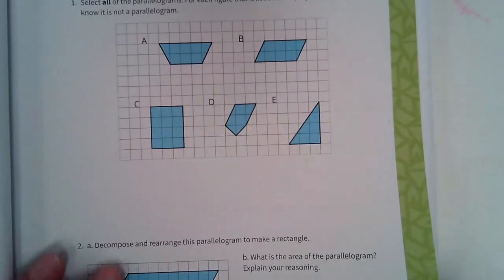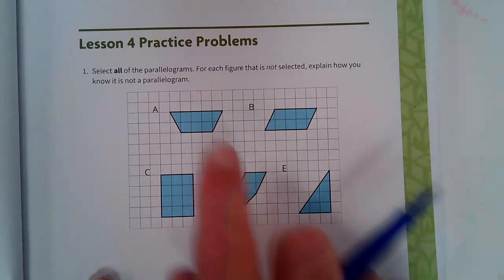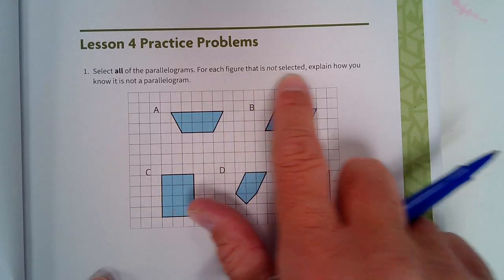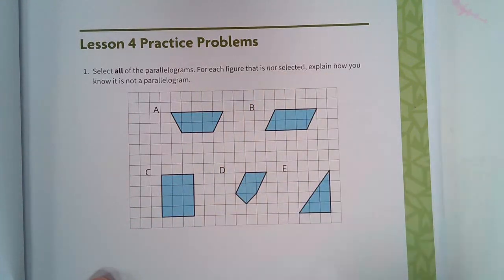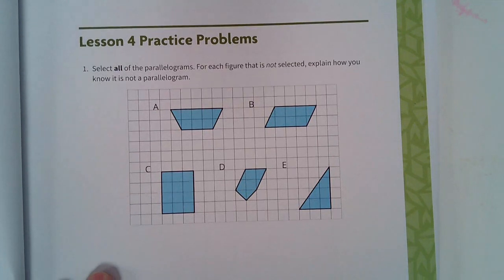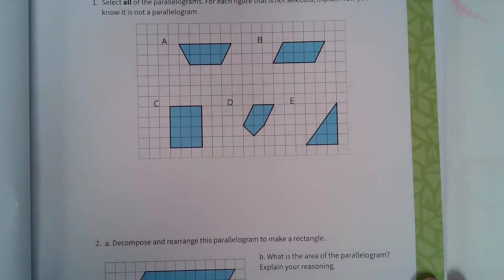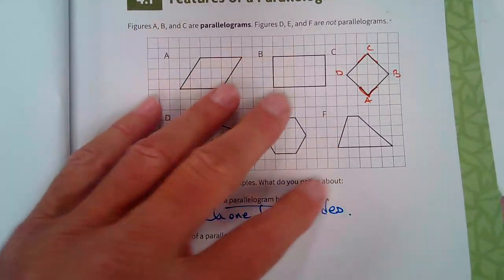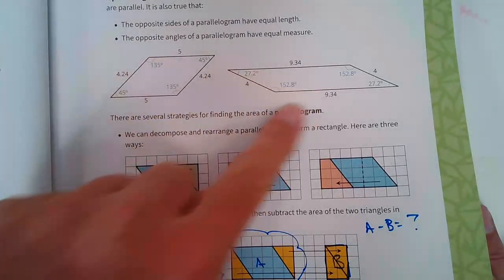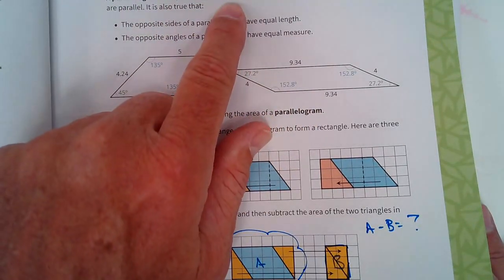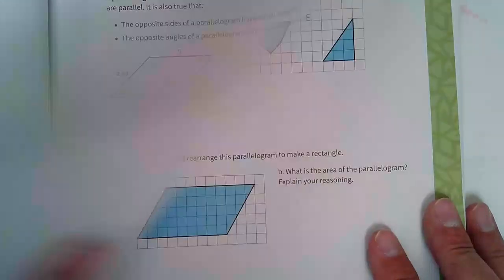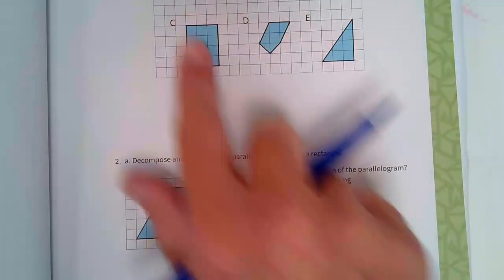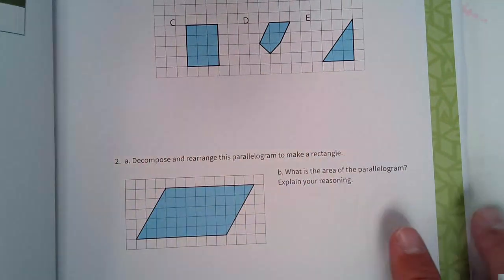I've got about 5 minutes left on my video. It says select all the parallelograms for each figure. Select all the parallelograms. And then it says for each figure that is not selected, explain how you know it's not a parallelogram. All right. So if you go back to that first page, this might help you out, but also here's that definition of a parallelogram that would help you with writing down that definition on page 34. So just whichever ones are not parallelograms, explain why they're not.